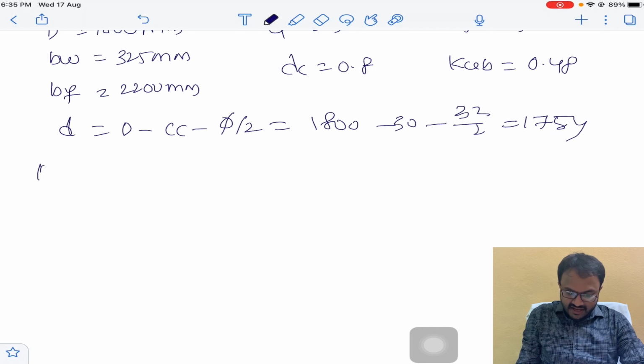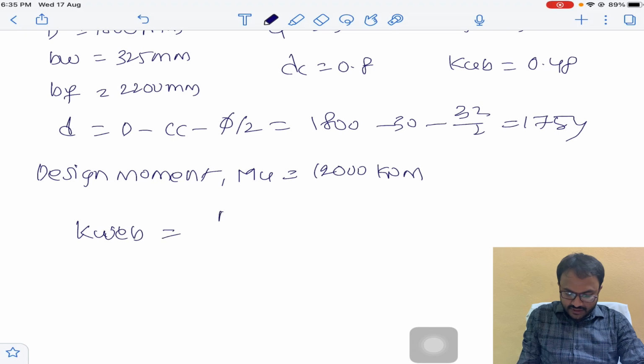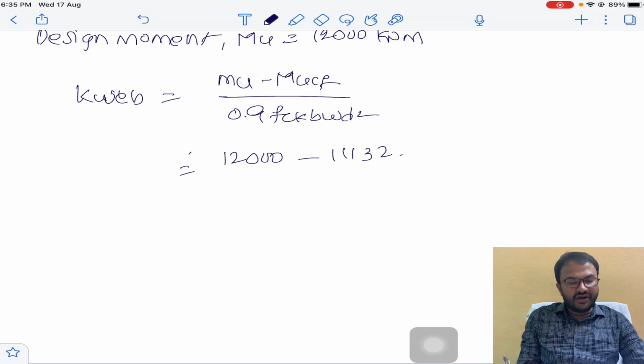So the design moment he has given as MU is equal to 12,000 kilonewton meter and K web, that is lever arm factor web, is equal to MU minus MUCF divided by 0.9 FCK BW D square. Very important formula. So 12,000 minus 1132 point. So this 1132 point we have calculated in problem number 8, that is moment of resistance due to flange.